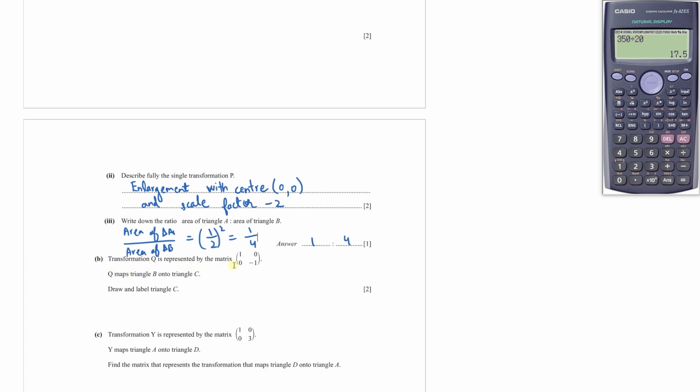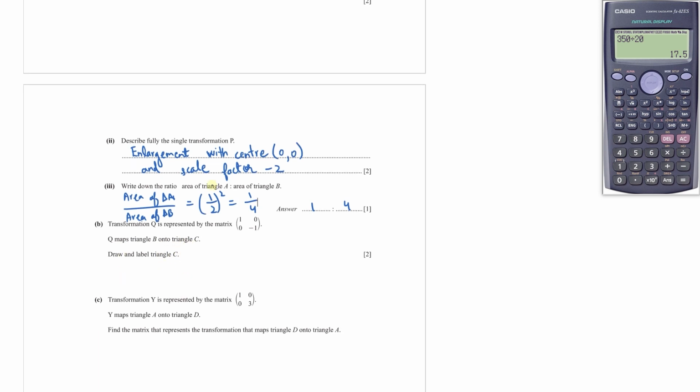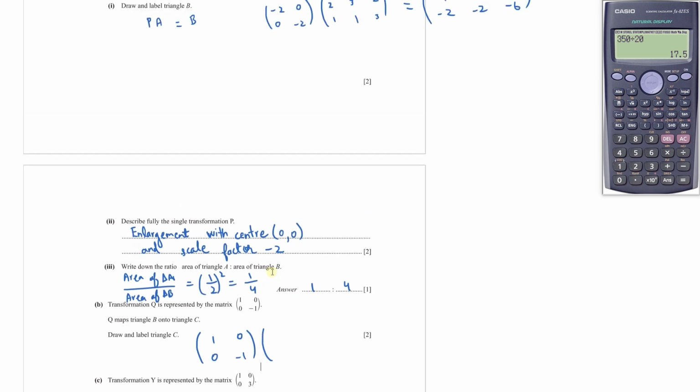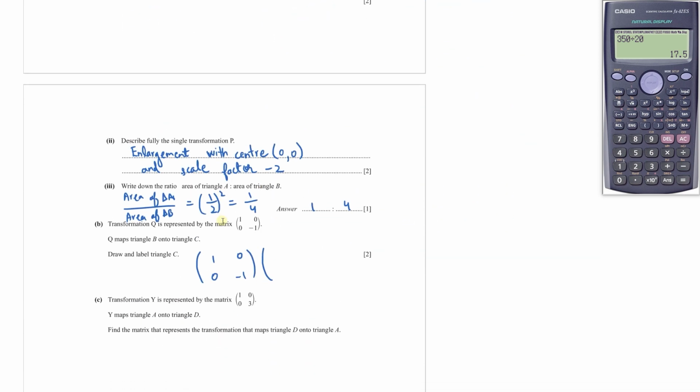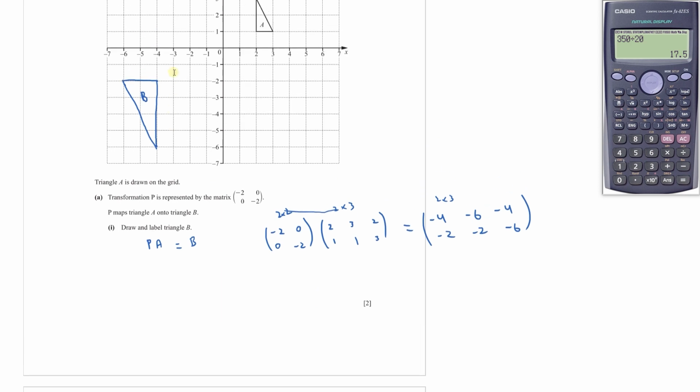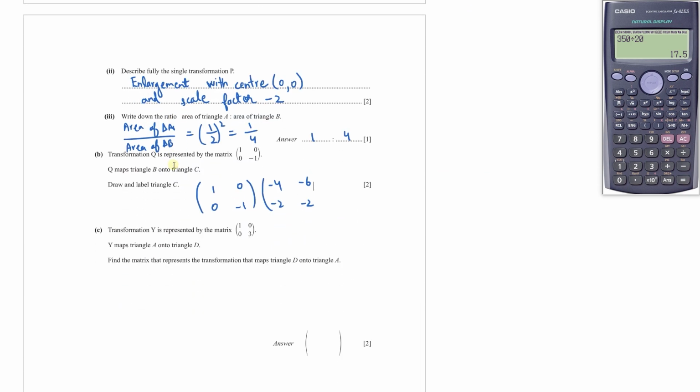Transformation Q is represented by this matrix. Q maps triangle B onto triangle C. Draw and label triangle C. So similarly, we will apply this transformation onto the coordinates of triangle B, which will be mapped onto triangle C. So this is (1, 0, 0, -1). And let's look at the coordinates of triangle B: (-4, -2), (-6, -2), and the last one is (-4, -6).